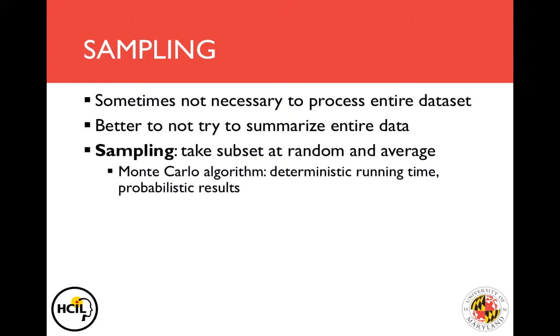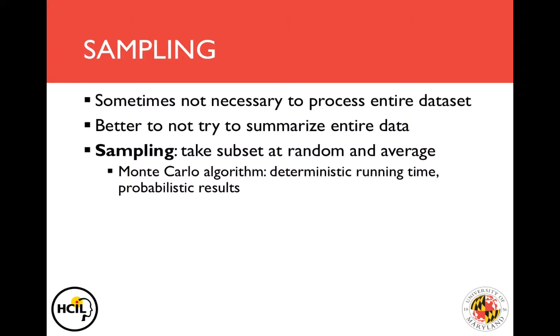So sampling, you're going to take a random subset. Ideally, that averages out to what you would see in the entire data set. And there are ways to sort of guarantee this. There are things called Monte Carlo algorithms. These are kind of like coin flipping algorithms to randomly select part of your data.